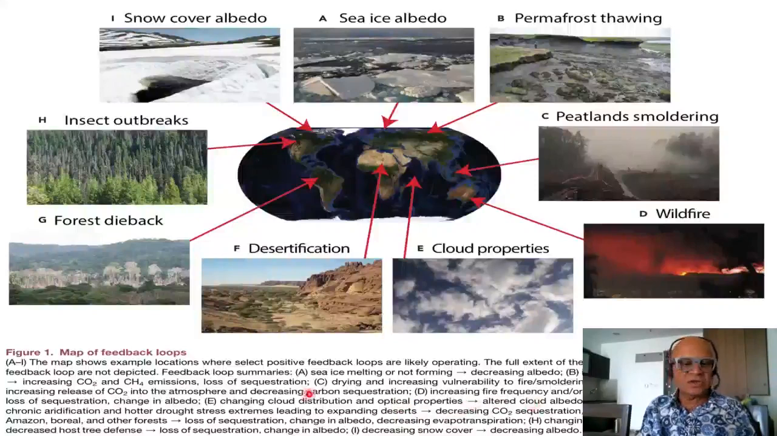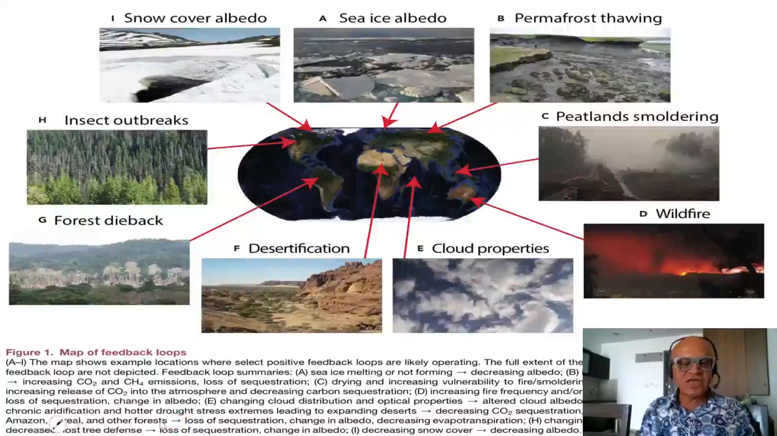So that's what I read here. Increasing fire frequency and/or severity, increasing CO2 emissions, loss of sequestration, and change in albedo. Changing cloud distribution and optical properties can alter cloud albedo and greenhouse effect. So as I said, we don't know exactly whether that's really a positive feedback, but this paper here claims it's a positive feedback, so we have to be careful.